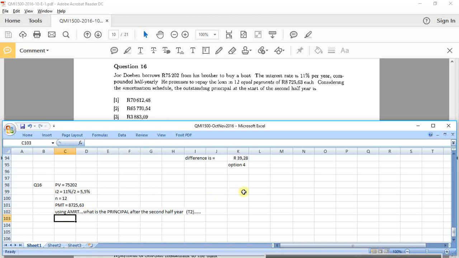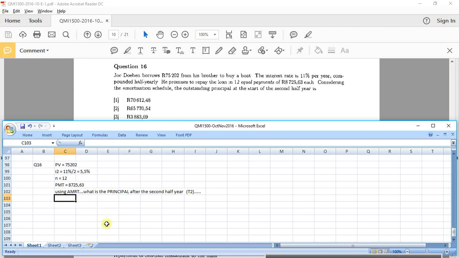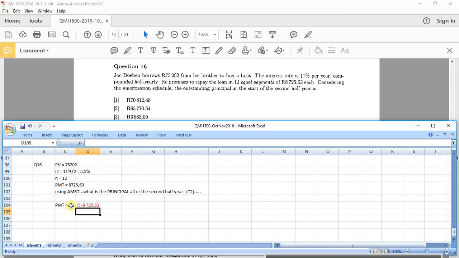Right, so obviously the first thing I would want to do is get what the actual payment is using my normal function on the calculator. I would insert this and solve for the PMT, just to check if they're right. So PMT, brackets, the rate was 0.11 divided by 2, the N was 12, the PV was 75,202, and then I'm solving for it. Okay, so that's right. They've got the right payments.